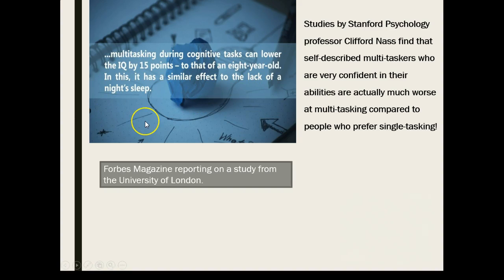What else do we know? Those people who report being good at multitasking, enjoying multitasking, are actually the worst at it. The better you think you're at multitasking, it is really likely that you are horrible at it. Who are the best multitaskers? The people who think that they're better at single tasking.